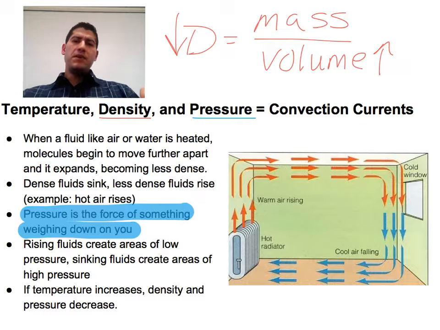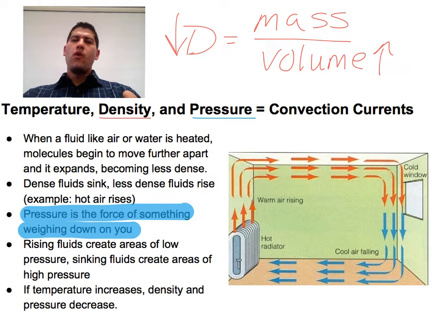We're used to it because we experience it every moment of our lives, but the atmosphere around us, the air, is made of matter that weighs down on us or exerts pressure on us. So how is pressure related to density in this convection current?